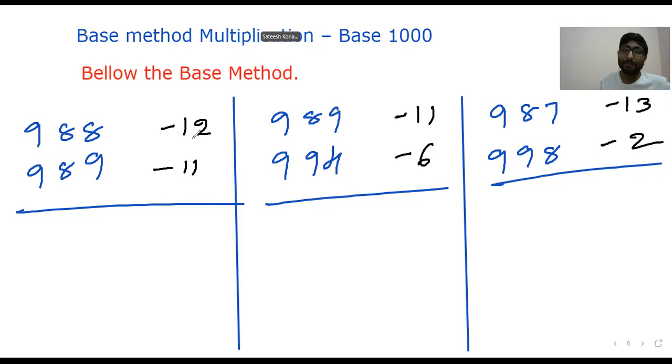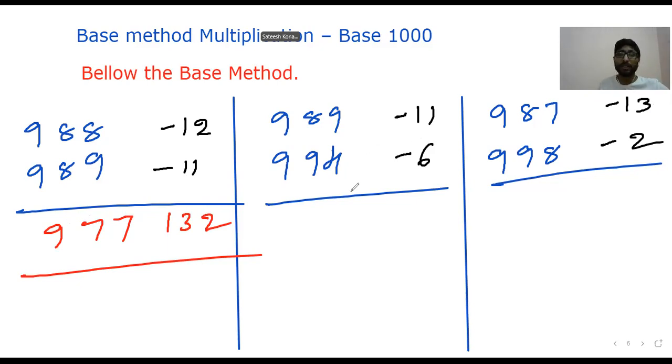So 11 into 12, 132. Okay. 988 minus 11, or 989 minus 12. 988 minus 11, 978, 977 is the answer.